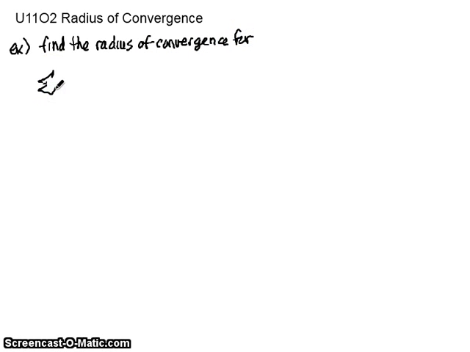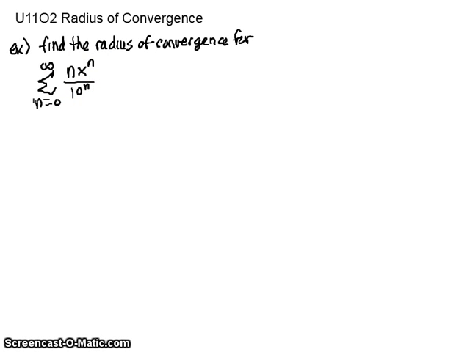Now, we're going to end up using our ratio test to find our radius and interval of convergence. And let's take a look at what that would be. So we can say, find the radius of convergence for the following series. So we'll say the series as n goes from 0 to infinity of n times x to the n power over 10 to the n power.